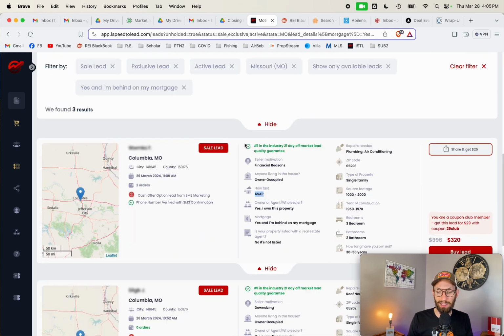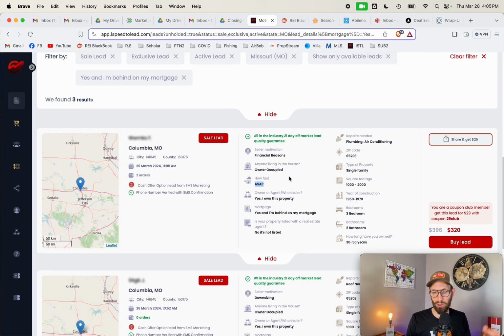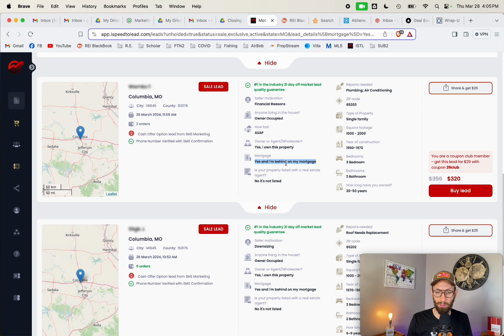You're going to buy these leads, but you're going to kind of choose which leads you want to buy based on factors like the reason for their motivation, how fast they want to sell, is it vacant or owner occupied, and are they behind on their mortgage? In this case, yes, they're behind on their mortgage.